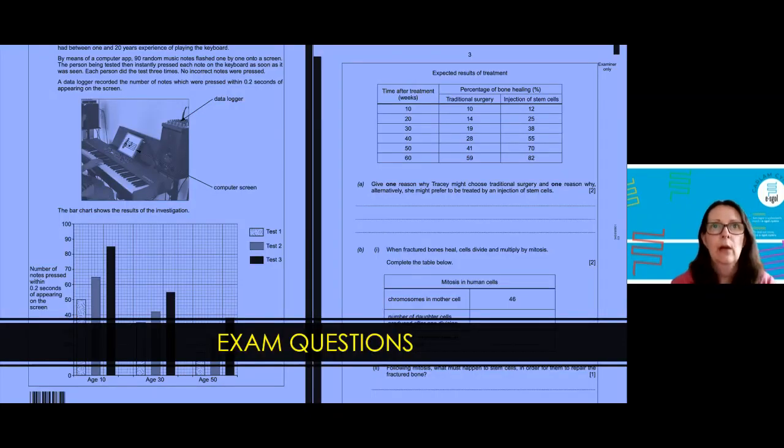Okay, so we've briefly covered this particular area of variation and evolution. We're going to have a look for the last part of this session at some exam questions to see how we get on.